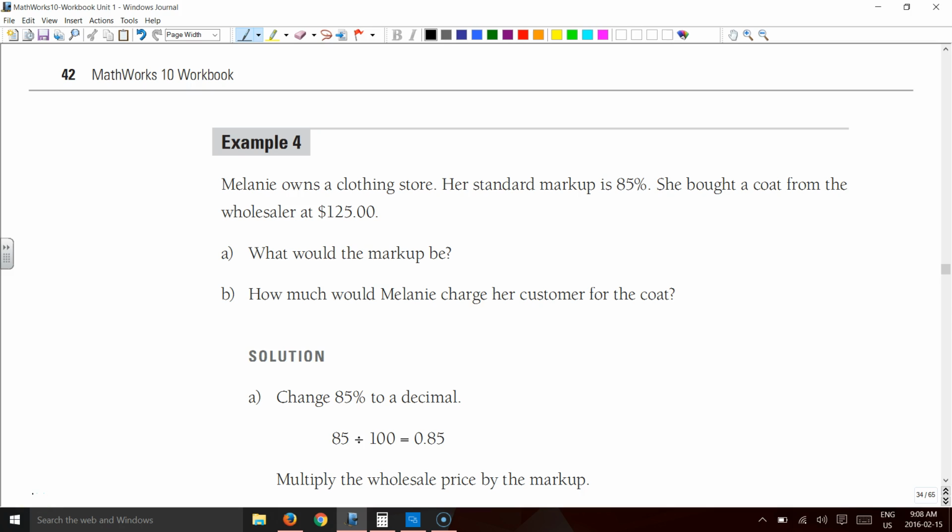All right, this is Math 10 A&W with Mr. Sandhu. We're on page 42 of the Mathworks 10 workbook. This is example 4, and the unit that we are in is, well, we're in chapter 1.3 still here.